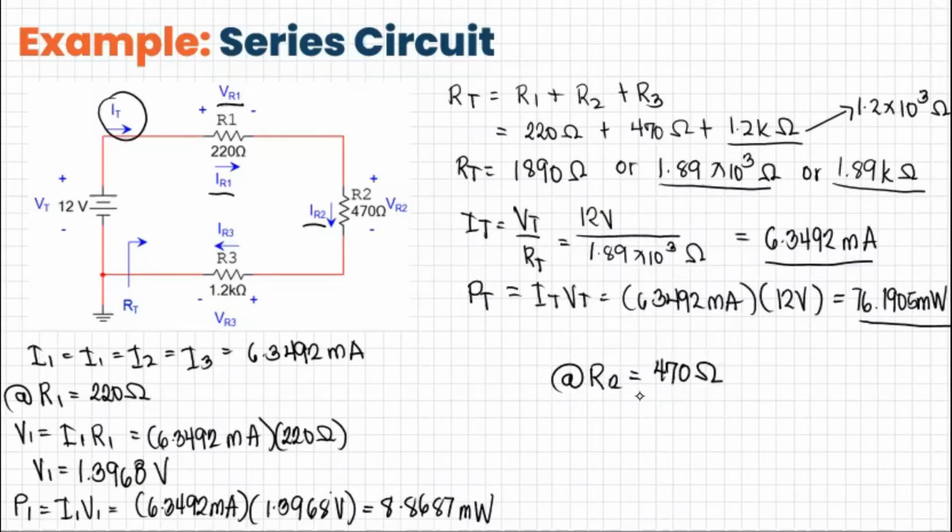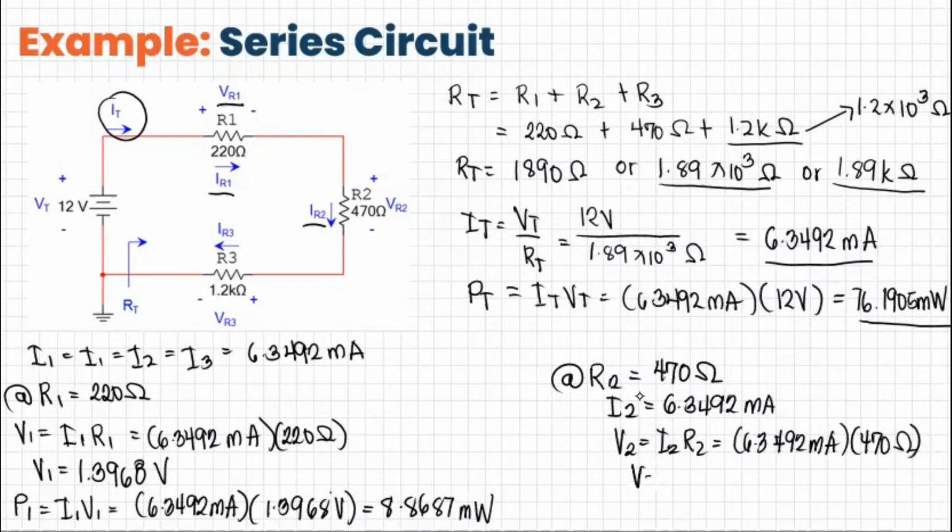I1 and I2 are equal to the total, which is 6.3492 milliamps. So let's calculate V2 using I2 and R2: 6.3492 milliamps multiplied by 470 ohms. V2 is equal to 2.9841 volts. How about the power absorbed?